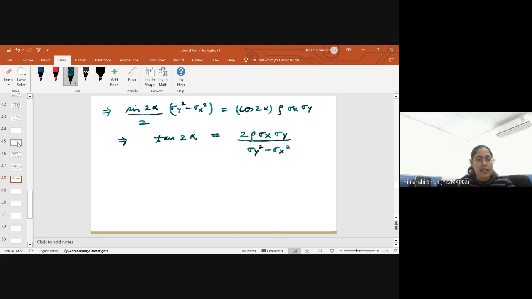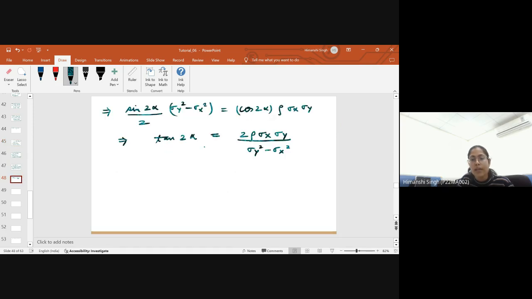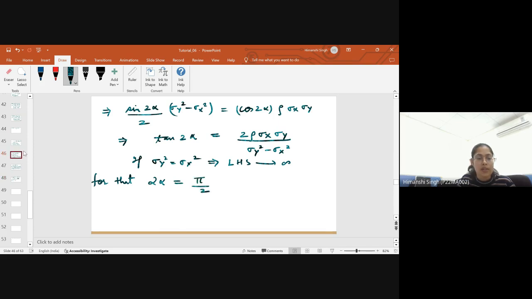Now in the question it is given that sigma x square is equal to sigma y square. If sigma x square and sigma y square are both equal, then the denominator becomes 0, so the left hand side goes towards infinity. For that to hold, 2 alpha should be equal to pi by 2, because tan pi by 2 is infinity.